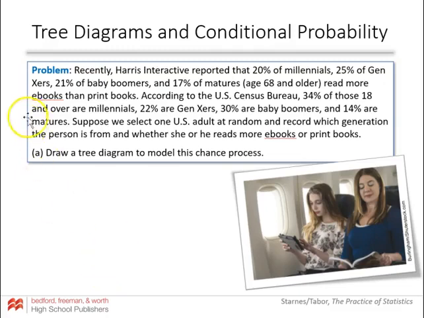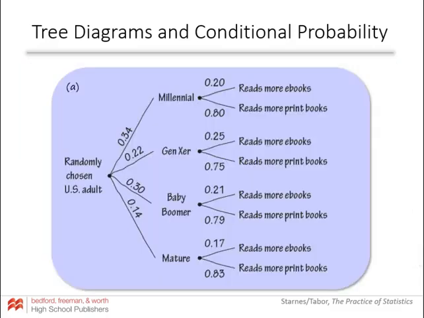All right, so here we have a problem. I want you guys to pause and read that because I don't need to read it to you. And so we're going to draw a tree diagram about what generation people belong to, and then in each generation, how many of them read ebooks versus print books. All right, so our tree diagram should look something like this, okay?